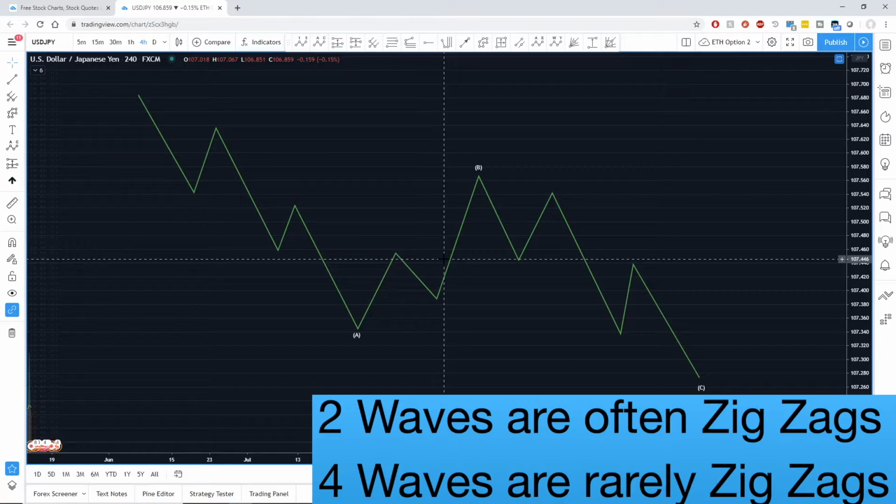And if you think you've labeled a 4-wave as a zigzag, you might want to rethink it before you move forward. It's not impossible for it to be correct, but just remember that we're always trying to find probabilities in the market, and so labeling something with a rare chance is not always your best bet.